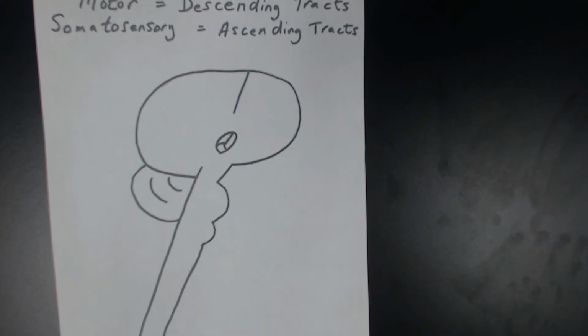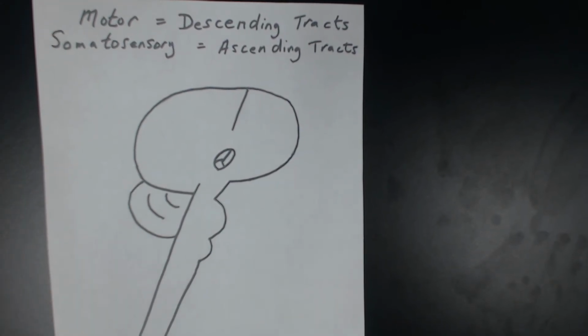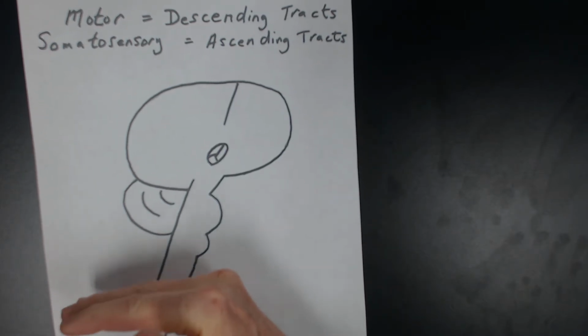Okay, looking at this picture, the top is motor descending tracts. So your descending tracts, what kind of information is that going to be? Efferent or afferent? Efferent, good. And somatosensory is going to be your ascending tract, so that's going to be your afferent information coming in. Okay. Today, like I said, I'm going to talk about all the stuff that's in here.